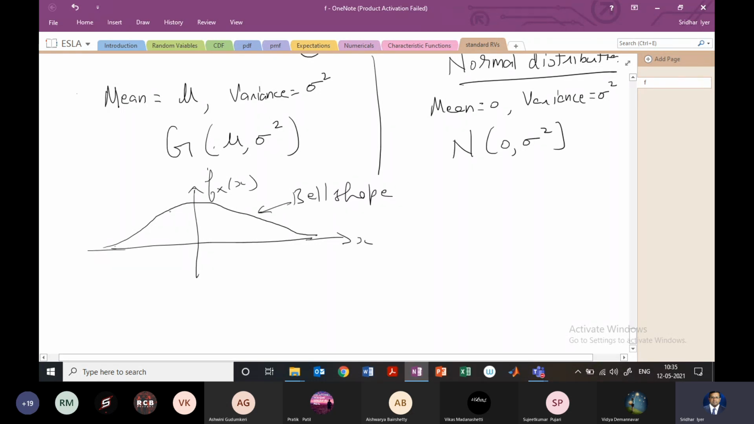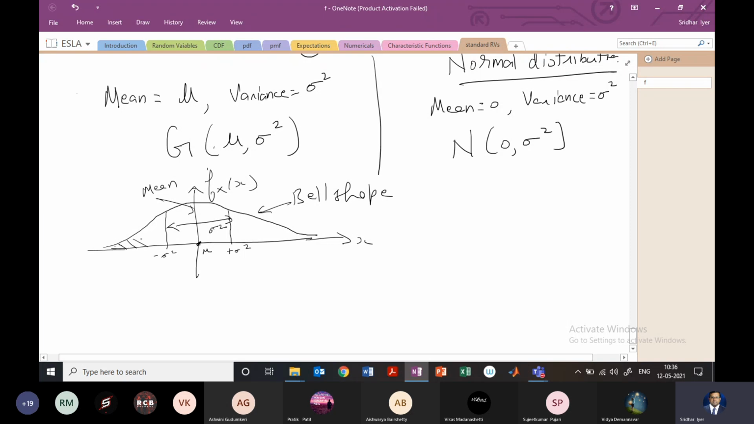Sorry, this will represent the sigma square, whereas this line here would represent the mean value. So this will be mu here, this point here, and this will be your plus sigma square, that is variation in the positive direction. This will be negative sigma square.